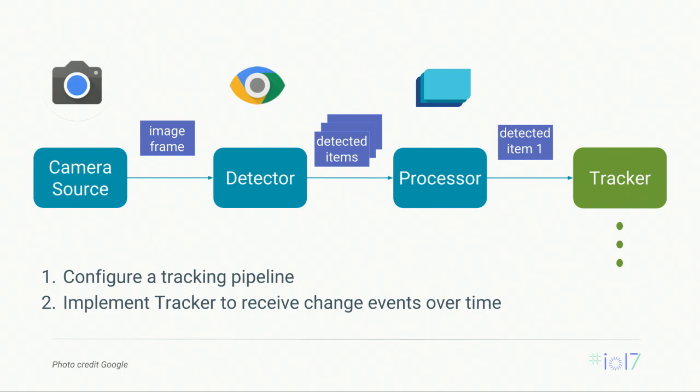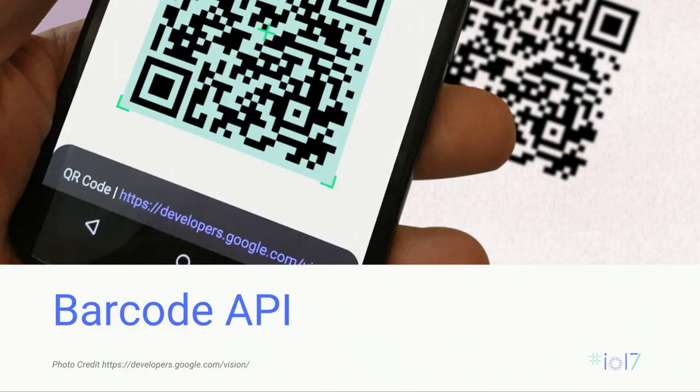So the camera source, detector, and processor are provided by the Mobile Vision API. The only portion you need to worry about is the tracker. The tracker is the piece of code you write that implements your business logic. Now that you understand the basic concepts, let's take a deep dive with the Barcode API.